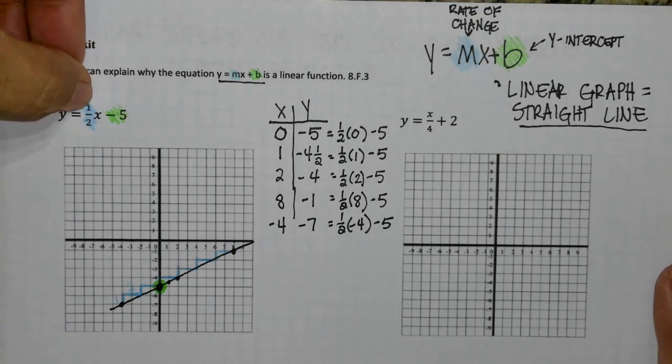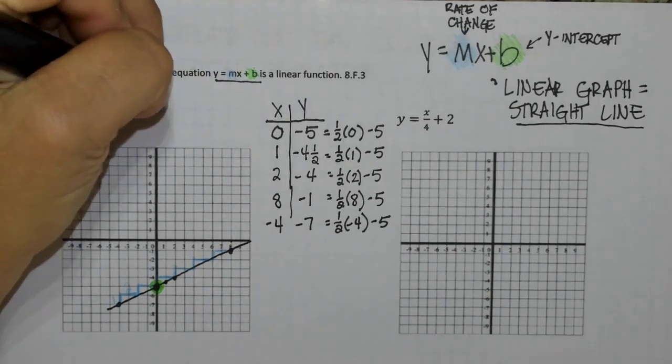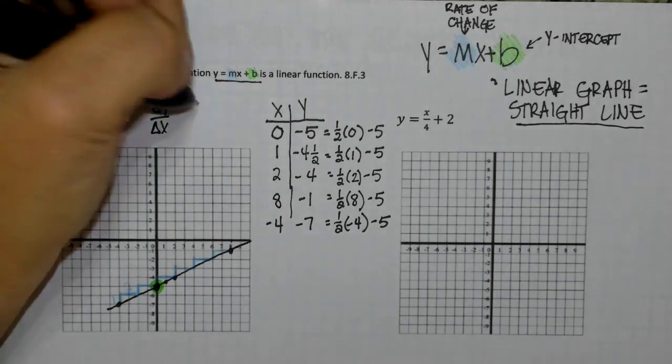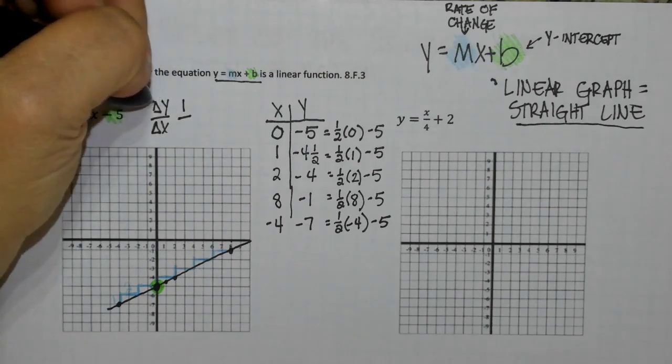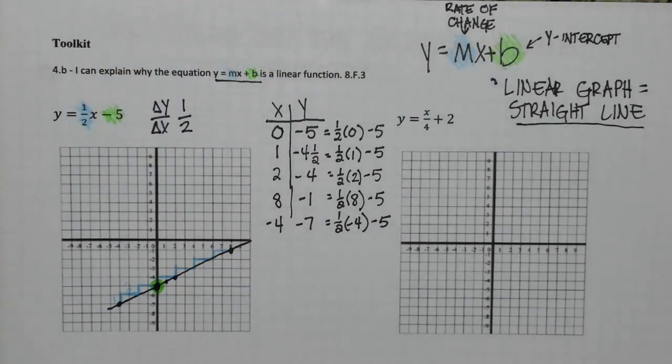It's increasing by, if we think about our rate of change as change of y over change of x, a change of 1 for the y every time the x is increasing by 2. Okay? That's making it linear. It's increasing at a constant rate.